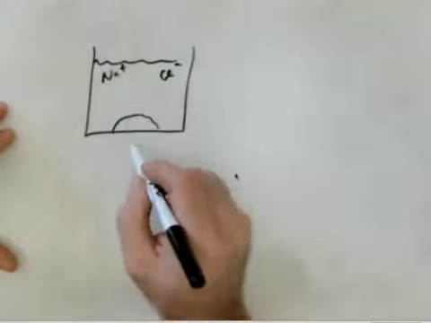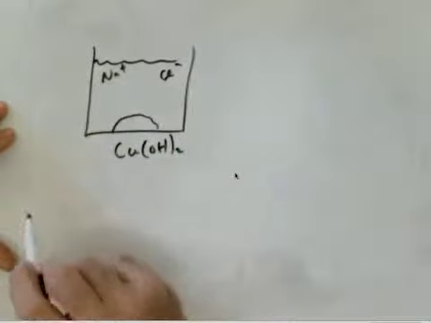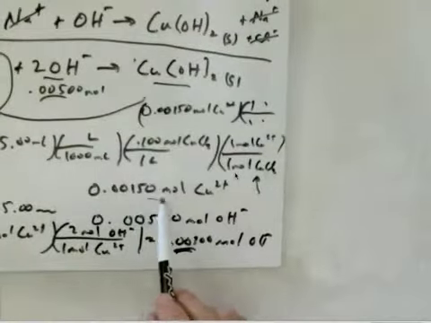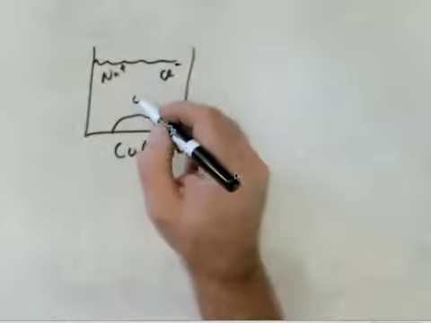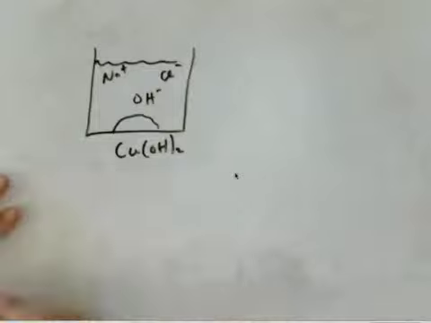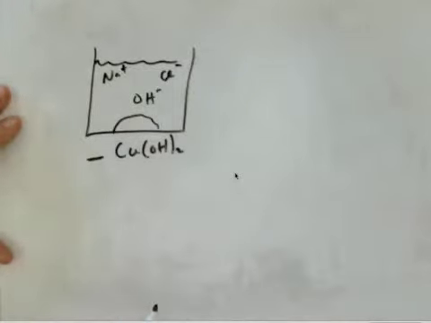On the bottom, we had a pile of copper 2 hydroxide that was a solid, and we determined in the previous math that the copper 2 ions ran out, so there are a few hydroxide ions still up in solution. There's a picture of what's left in the solution, and we could actually figure out how many grams of the solid there should be.